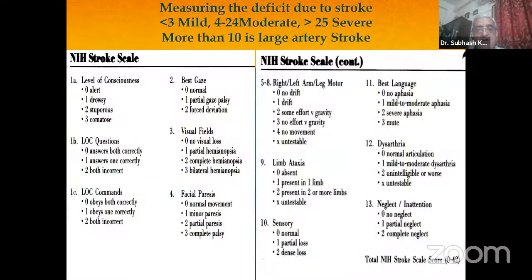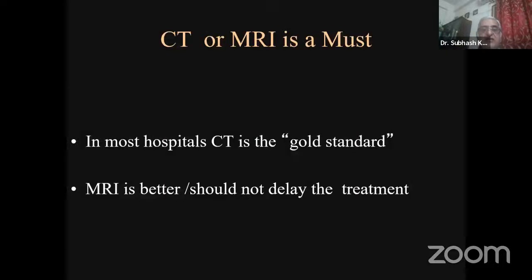Now, stroke severity is measured by a scale called the NIH Stroke Scale, and any one of us who has to treat strokes should have this in one's mobile or pocket and score the patient. The normal person should have a 0 score, and as the deficit increases, for each deficit, the patient gets a point. So if the patient is drowsy, he gets 1 point. If he's comatose, he gets 3 points. Similarly, if a patient has a normal face, he gets 0 points. But if there's a complete palsy, he gets 3 points. So based on that, you give a score to the patient. Less than 3 is thought to be a mild stroke, 4 to 24 moderate, and more than 25 is thought to be a severe stroke.